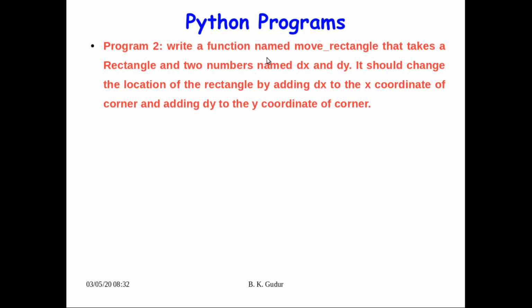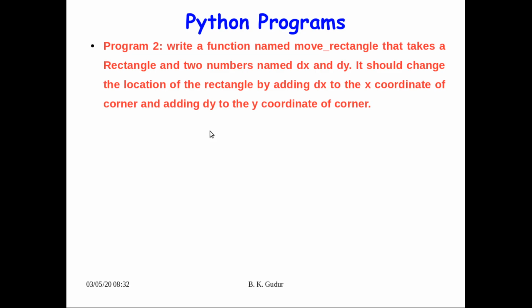Write a function named move rectangle that takes a rectangle and 2 numbers named dx and dy. It should change the location of the rectangle by adding dx to the x coordinate of the corner and adding dy to the y coordinate of the corner. Dear students, remember, if we want to move a rectangle, we should move the total rectangle, meaning a corner.